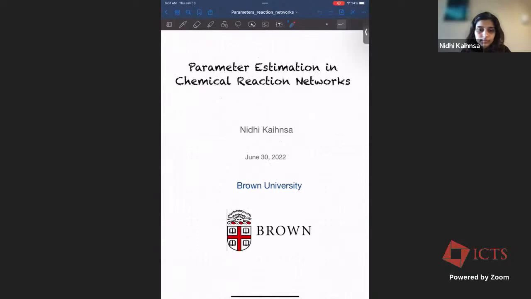We have Nidhi Kaihnsa from Brown University, and she'll talk to us about some topics more closely related to real algebraic geometry as against tropical algebraic geometry that we have been seeing. So it'll be on parameter estimation in chemical reaction networks. And there was also some Newton polytopes, right, in your title, or at least in your abstract that you mentioned. Yeah. So we'll see some Newton polytopes as well that we have been seeing in the past 2 days. So it's not very unfamiliar territory. Yeah, over to you, Nidhi.